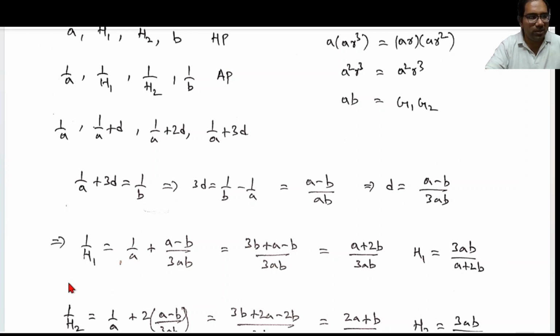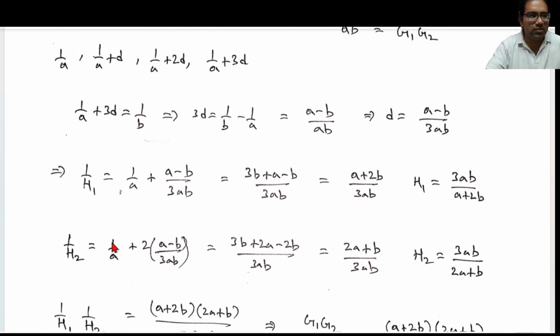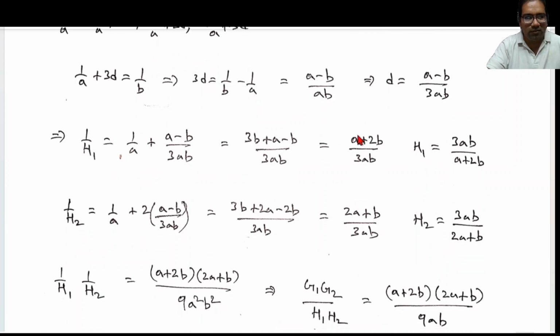Similarly, let us calculate 1 by H2 also. 1 by H2 is 1 by a plus 2d. What is d? d is (a minus b) by 3ab. So, 2 into (a minus b) by 3ab. If we simplify, 3ab is the LCM. This becomes (3b plus 2a minus 2b), which becomes (2a plus b) by 3ab. H2 is the reverse of this, which is 3ab by (2a plus b). What does that mean? 1 by H1 plus 1 by H2 is the sum of this and this.